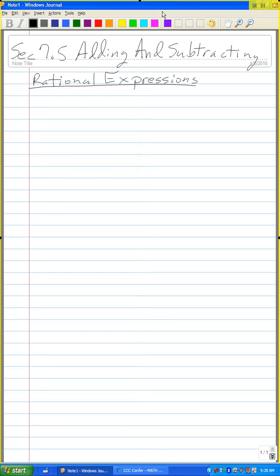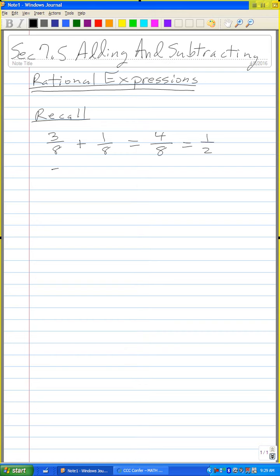So let's recall, say if you had 3/8 plus 1/8. If you had a common denominator, you just add numerators. 3 plus 1, 4 over 8, and keep the same common denominator. If you can reduce this, you would reduce this.